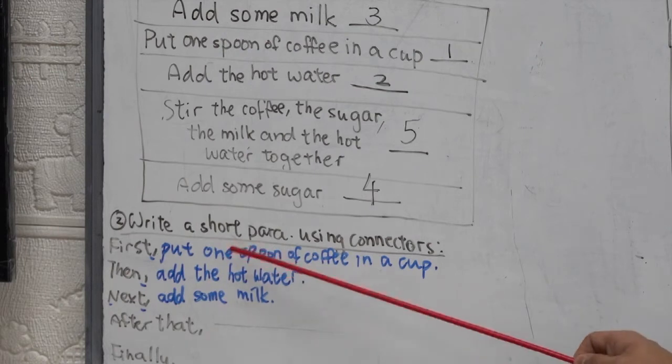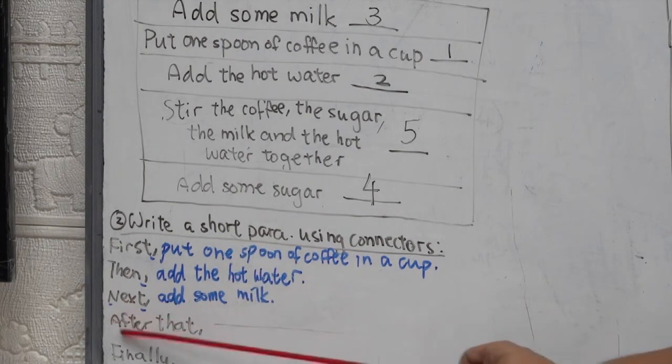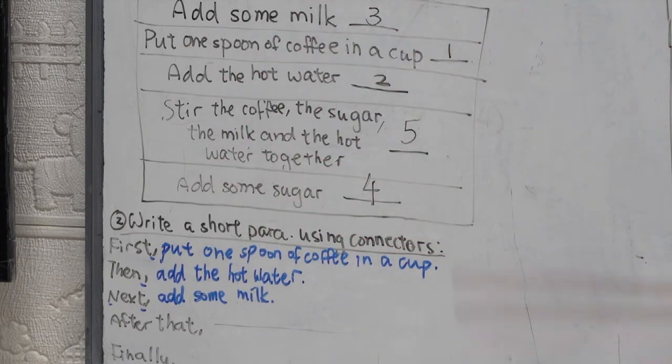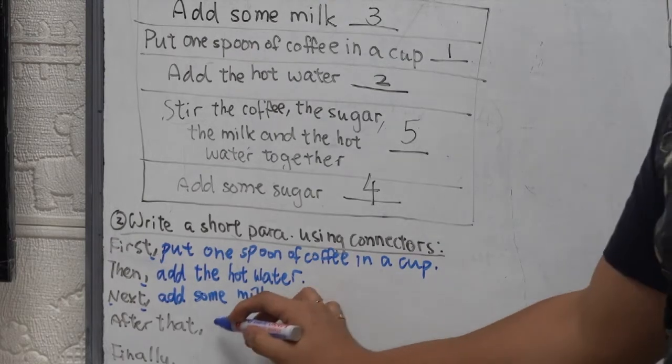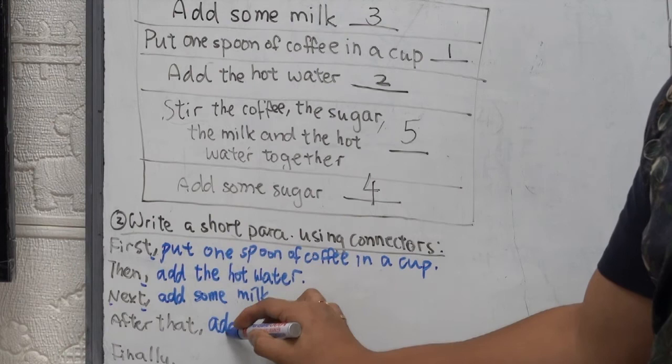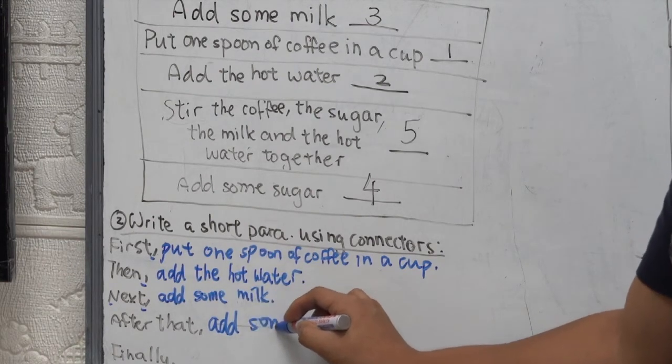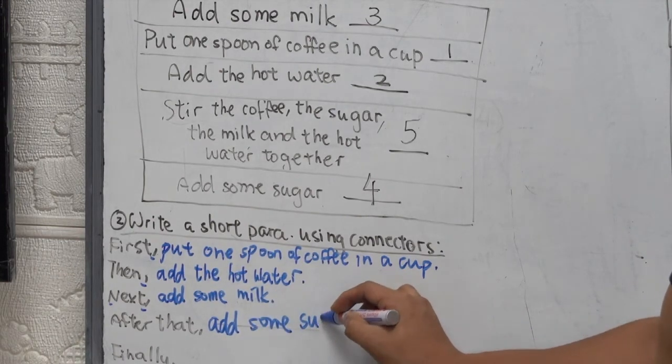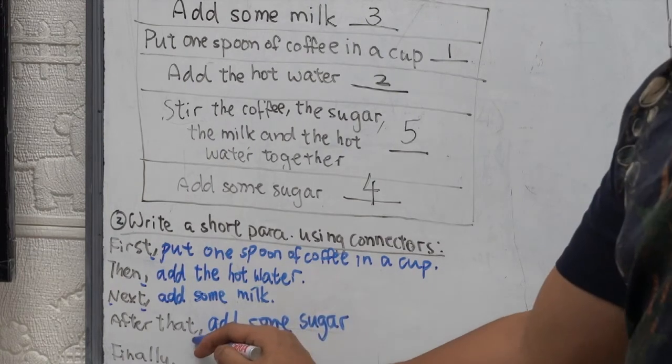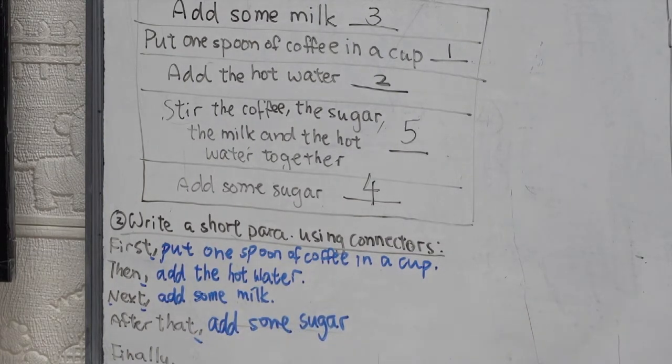Now let's go on to number 1, 2, 3, 4. So after that is number 4. Now which one here is number 4? After that, very good. Add some sugar, number 4. So now we will change again the big letter A into a small letter a. Add, A-D-D, some, S-O-M-E, sugar, S-U-G-A-R. Again, there is a comma that separates the connectors from the rest of the sentence. So we have done 1, 2, 3, 4.